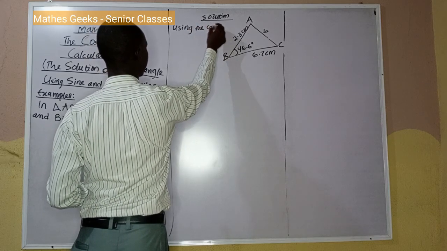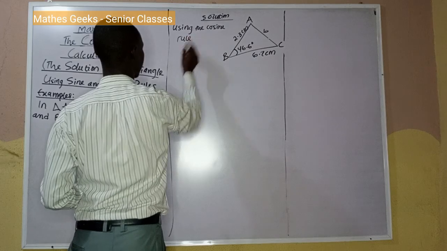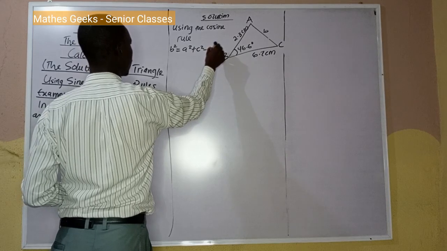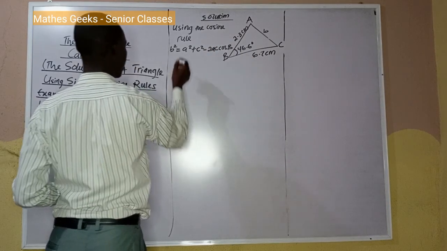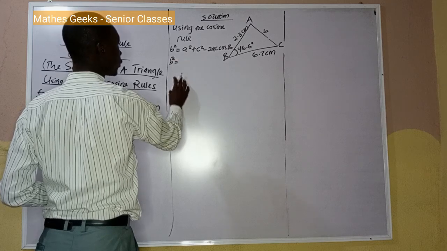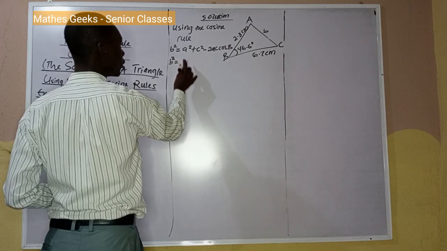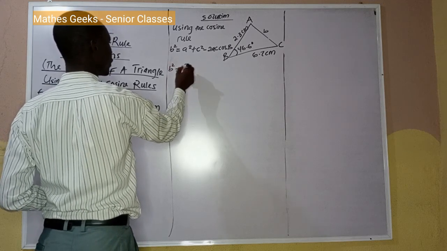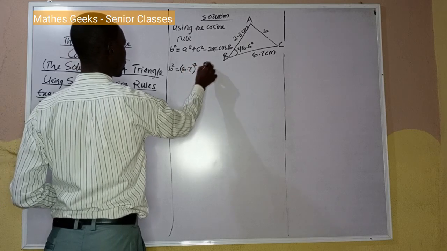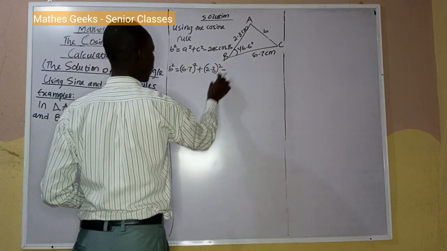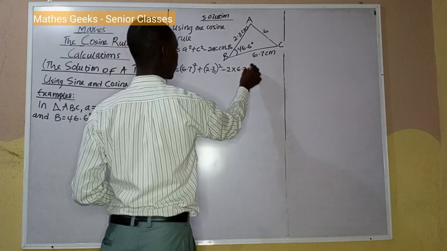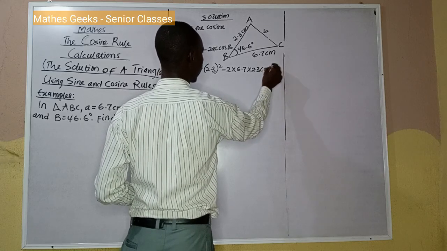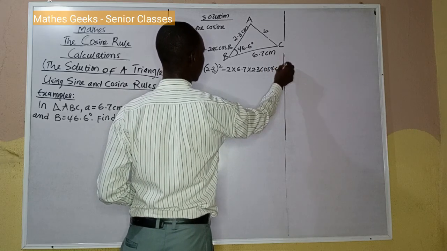Using the cosine rule, b squared is equal to a squared plus c squared minus 2ac cos B. So b squared is equal to 6.7 squared plus 2.3 squared minus 2 times 6.7 times 2.3 times cos 46.6 degrees.